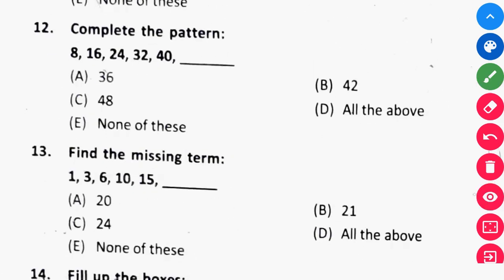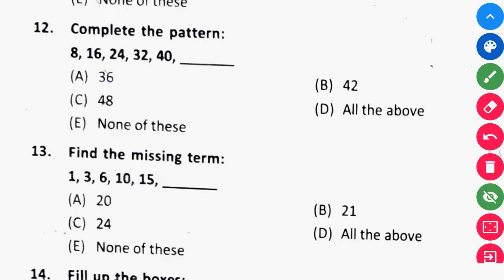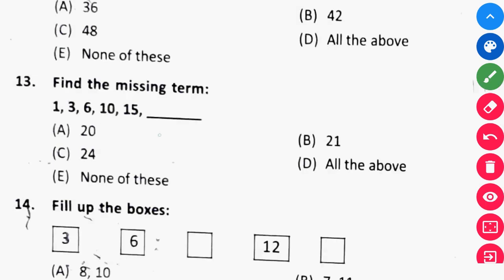Complete the pattern given below. Now you can observe this is the table of 8, so you can all easily find out the next number. So this is for homework. Now find the missing number: 1, 3, 6, 10, 15. You can see the difference is increasing by one each time. So you have to add 6 to 15 to get the correct number. So the answer is 21.